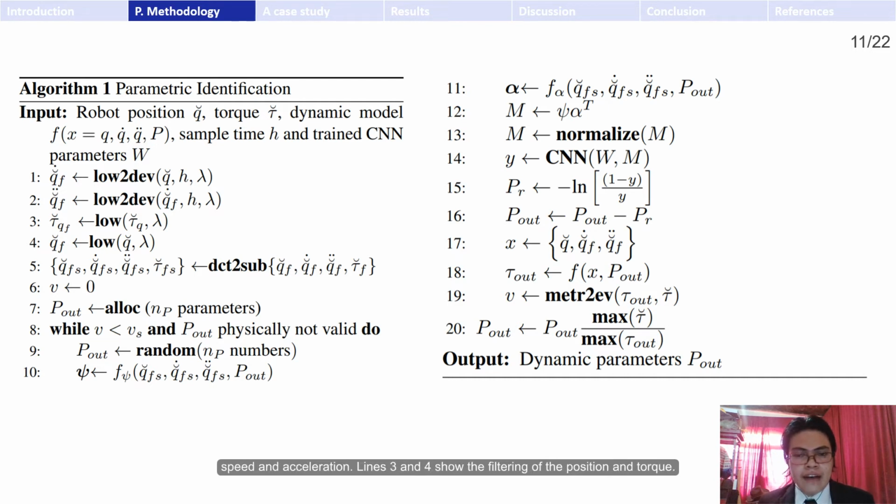Lines 3 and 4 show the filtering of the position and torque. In line 5, the filtered signals are subsampled. In line 6, the variable v for the metric is initialized with zeros. The parameters are initialized by assigning NP numbers, as shown in line 7. The while loop of line 9 runs until the variable v exceeds a threshold Vs and the identified parameters Pout are physically possible.